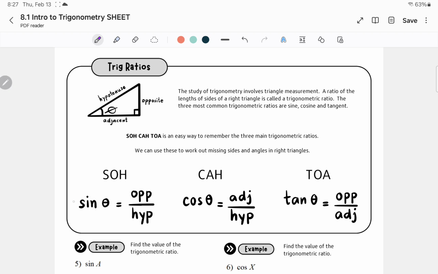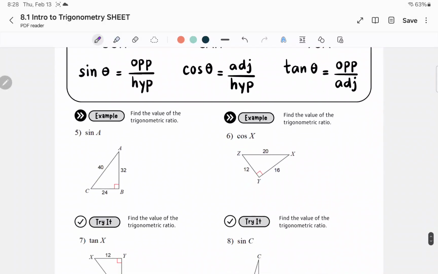So a sine of theta is going to be opposite over hypotenuse, that ratio. Sine of theta is opposite over hypotenuse. Cosine of theta is adjacent over hypotenuse. And then tangent of theta is opposite over adjacent. So SOHCAHTOA: sine is O over H, cosine is A over H, and tangent is O over A. So let's look at number 5.